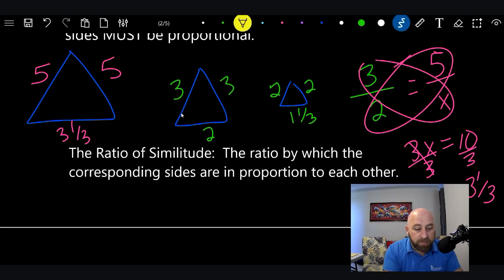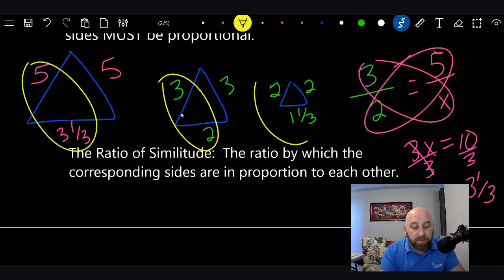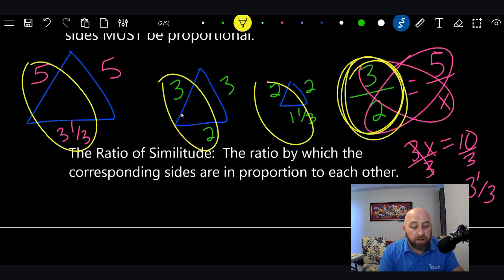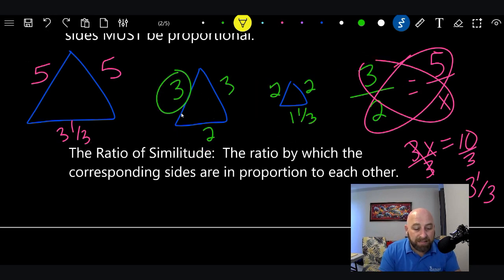These ones have to be 3 to 3. So these ones have to be 2 to 2. This one has to be 5 to 5. In other words, they're 1 to 1. These sides are 1 to 1. These sides are 3 to 2 or 2 to 3, whichever way you write that. So these ones have to all match that ratio of similitude. 3 to 2 is our ratio of similitude in this case, in order to be similar.